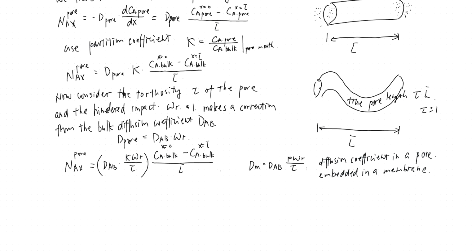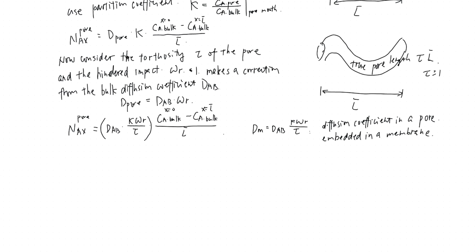Now let's figure out the effective diffusion coefficient of a thin planar membrane. Now let's consider the entire membrane. That means you have many pores, not just one pore.